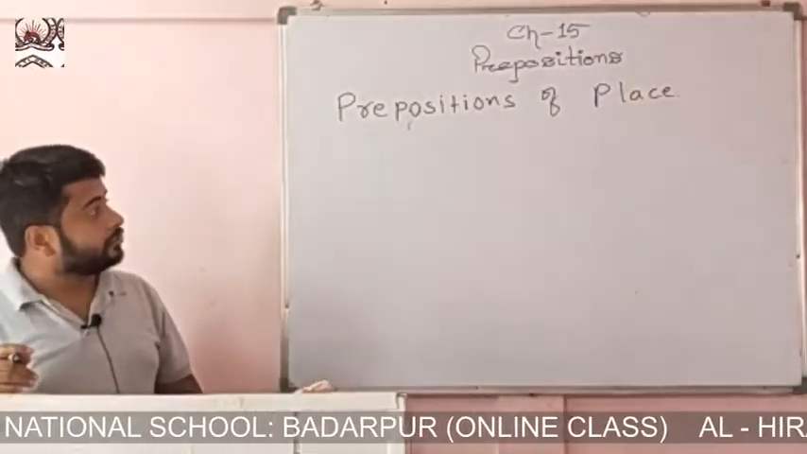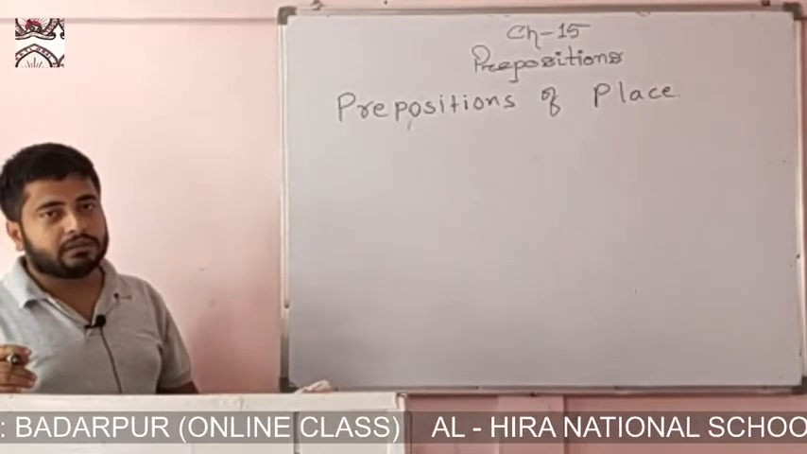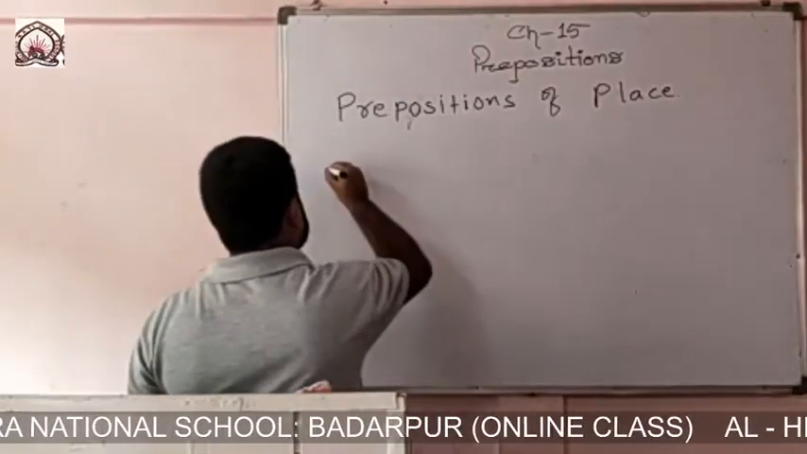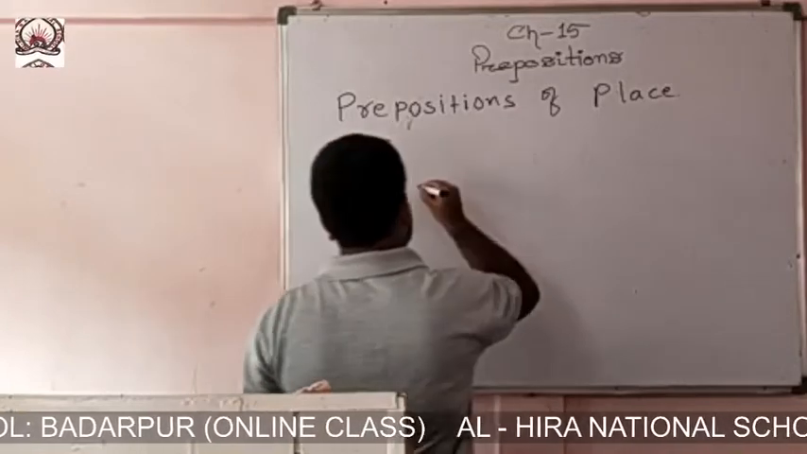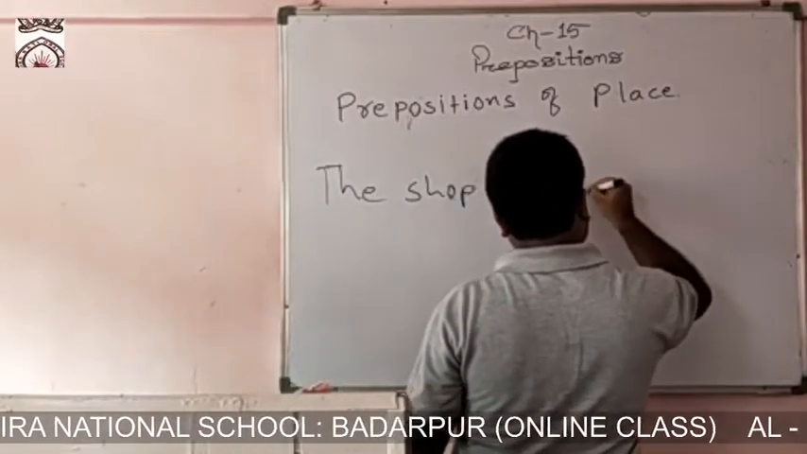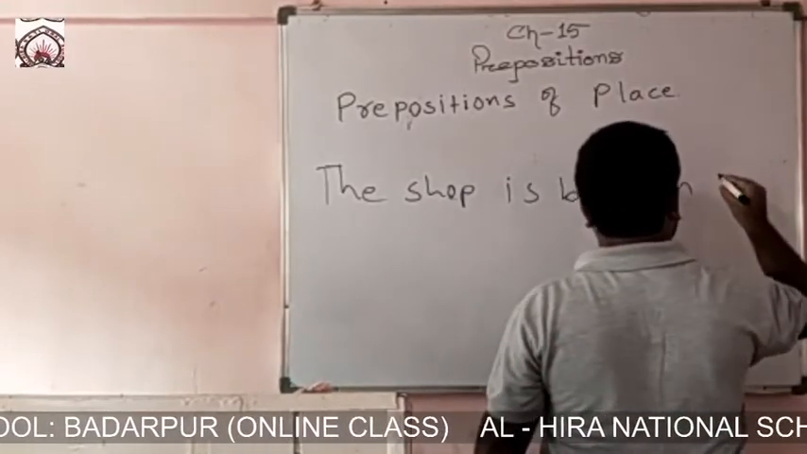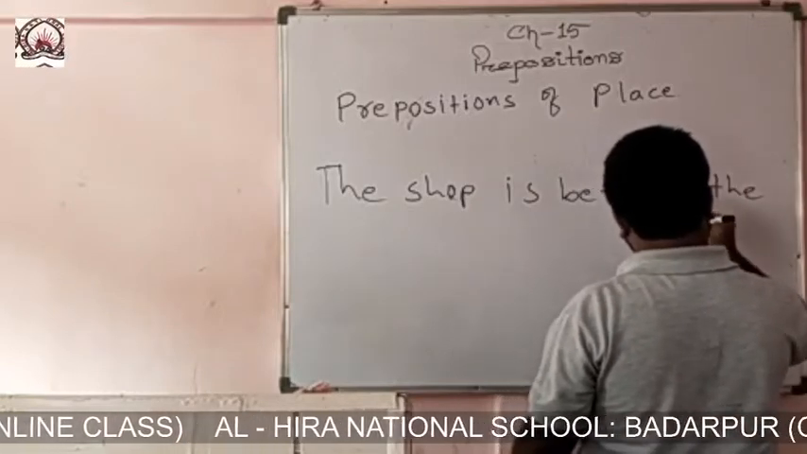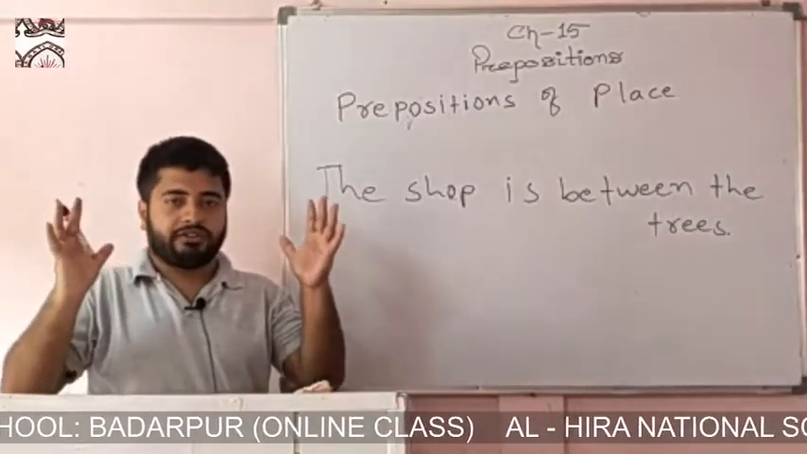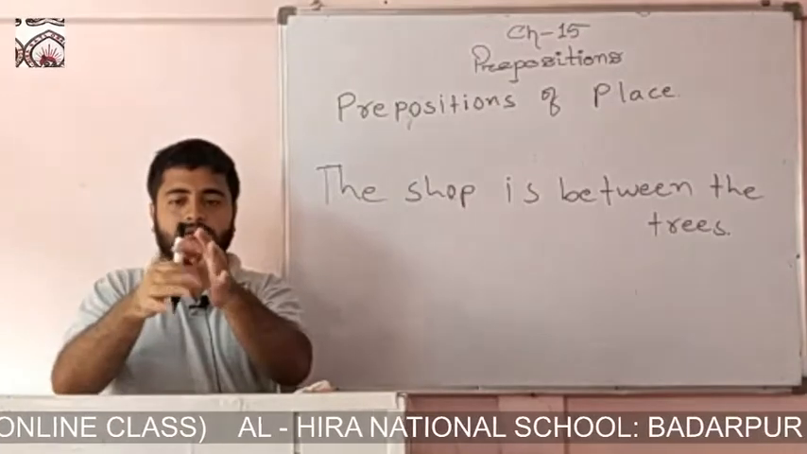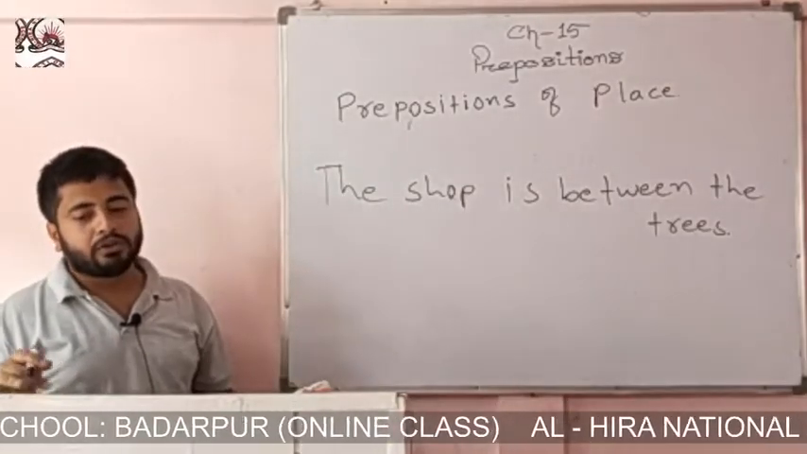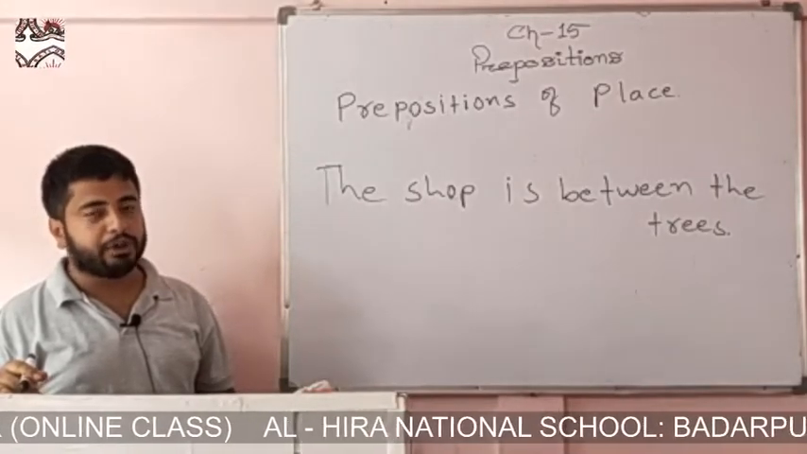I hope you have understood. Let's practice one or two examples. The shop is between the trees. That means the shop is standing between the trees. This is the shop, and on the left and right side of the shop there are trees. So we use between to describe something in the middle of two things.